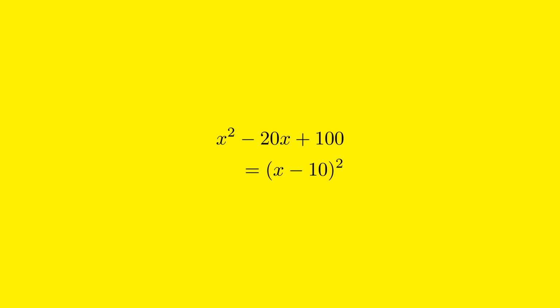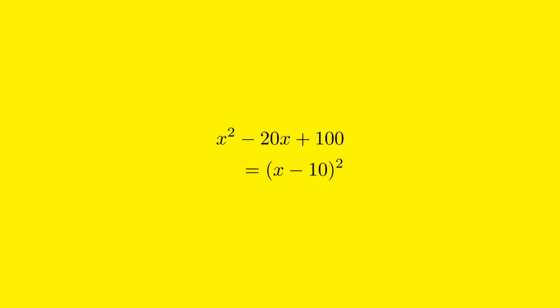In the first step, we rewrite x squared minus 20x plus 100 as the square of a binomial. We recognize that the first term, x squared, is the square of x, and the last term, 100, is the square of 10. The middle term, minus 20x, is twice the product of x and 10, which fits the pattern for a perfect square trinomial.